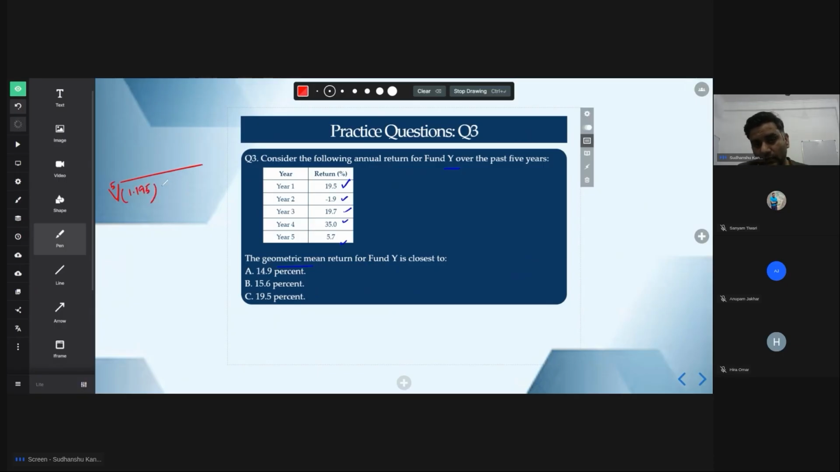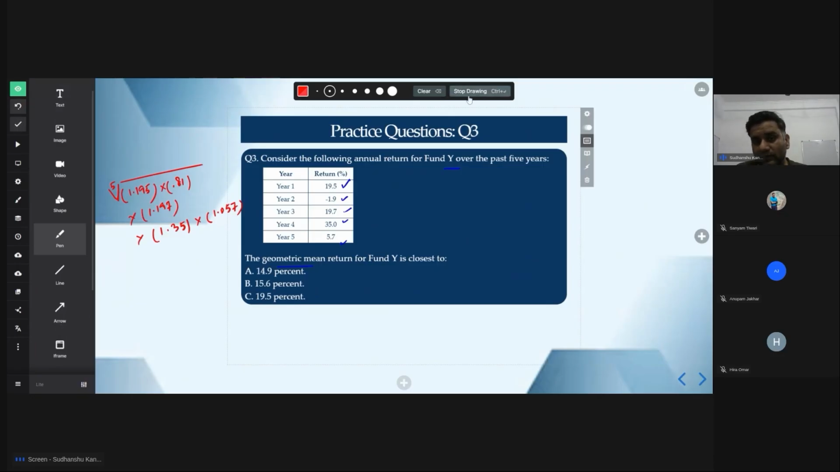Root 5. And then we have 1.195, into, obviously it will be subtracted, so 1 minus 0.019, which is 0.981. Then 1.197, into 1.35, into 1.057. So you multiply all these, take the fifth root and minus 1.